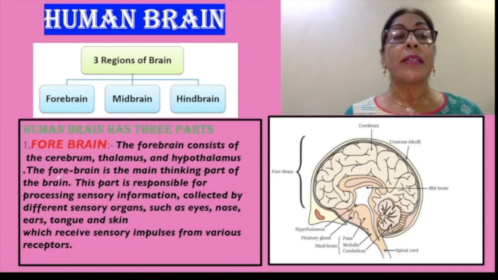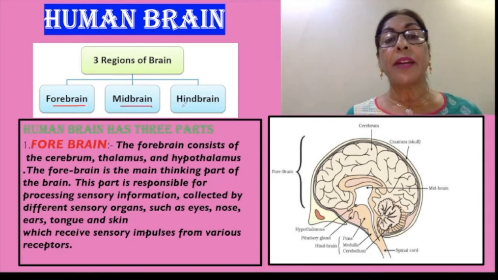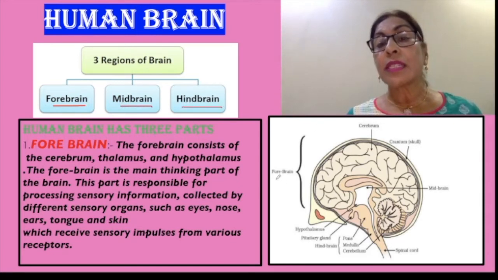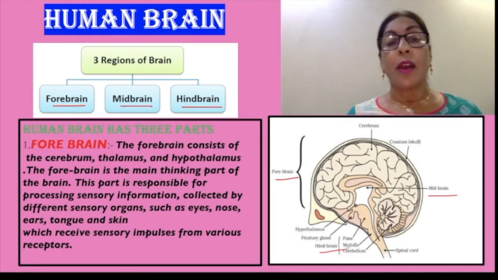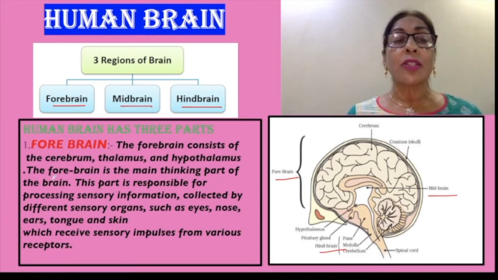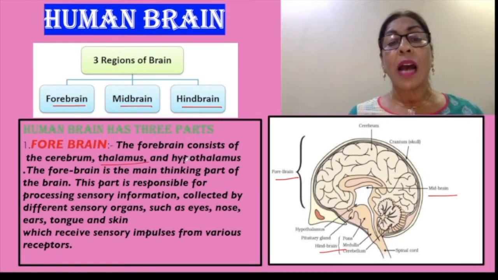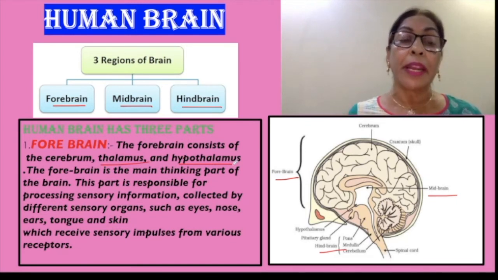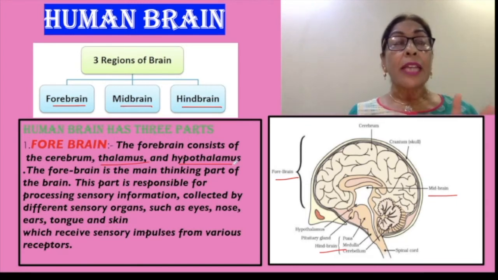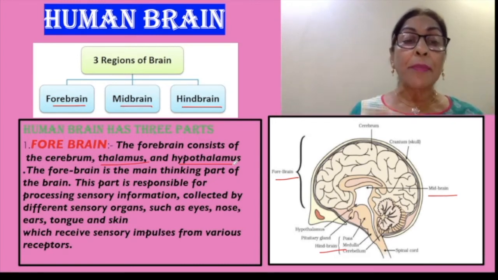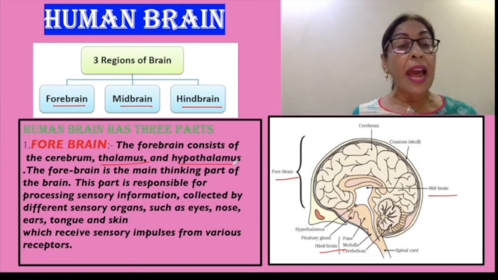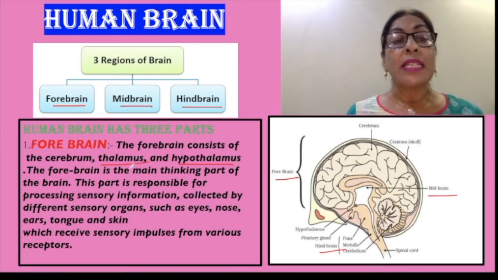The brain has three regions: forebrain, midbrain, and hindbrain. In the diagram you can see the forebrain, midbrain and hindbrain. The forebrain consists of the cerebrum, thalamus, and hypothalamus. The forebrain is the main thinking part of the brain. Our intelligence, memory, schemes, whatever we plan, all are due to the cerebrum.